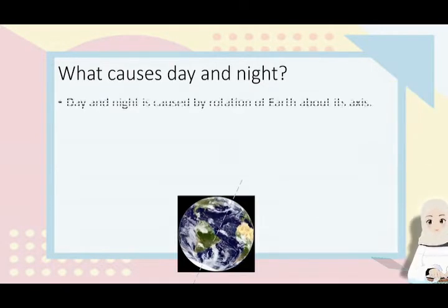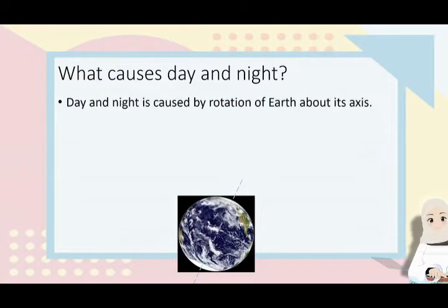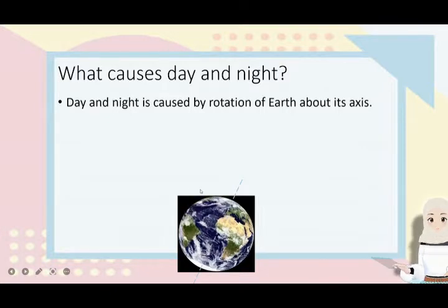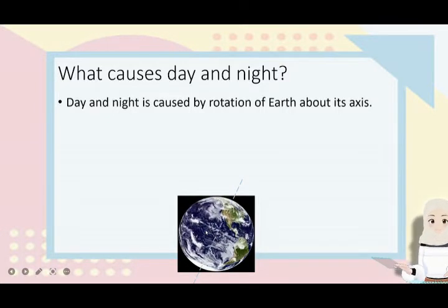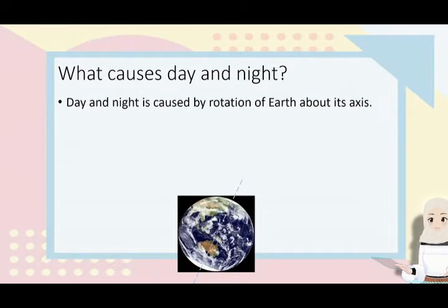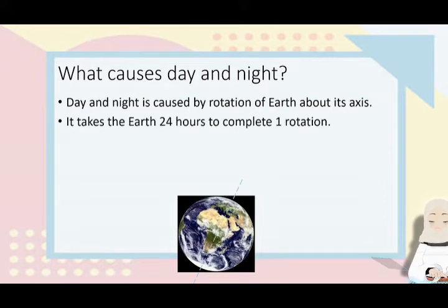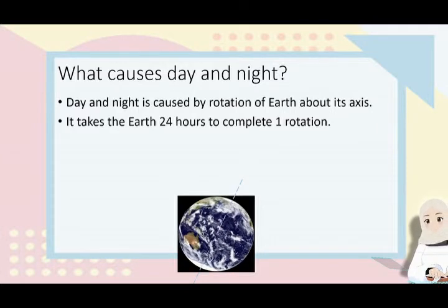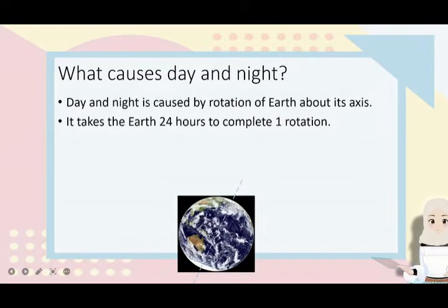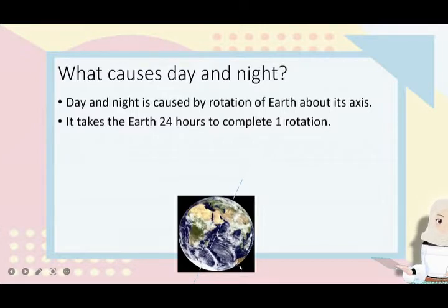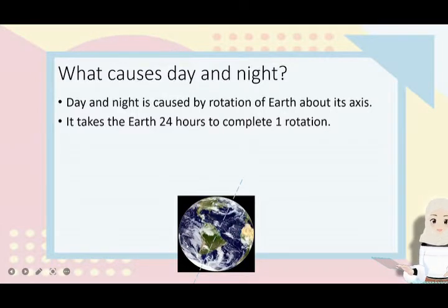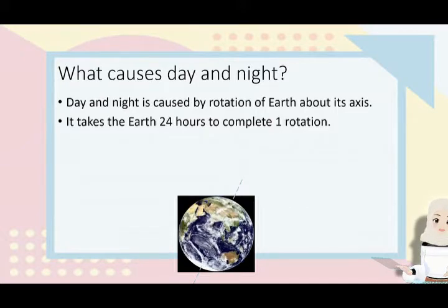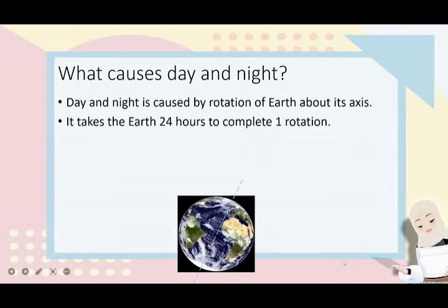So, day and night is caused by rotation of Earth about its axis. So, pasal ia berpusing, cuman ya ni, ia tah yang menyebabkan ada pagi sama malam. It takes 24 hours to complete one rotation. So, for example, ambil negara ani, and then it goes round and round sampai ke sini balik mesti 24 jam.